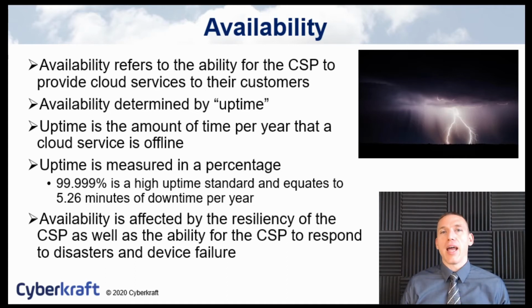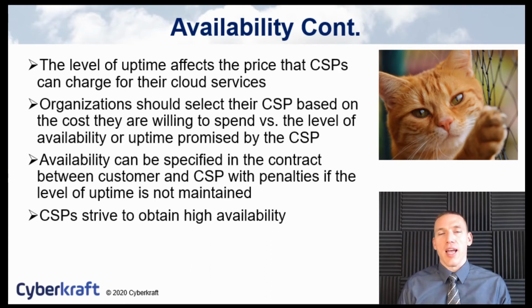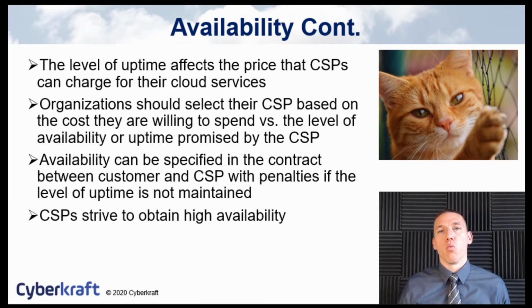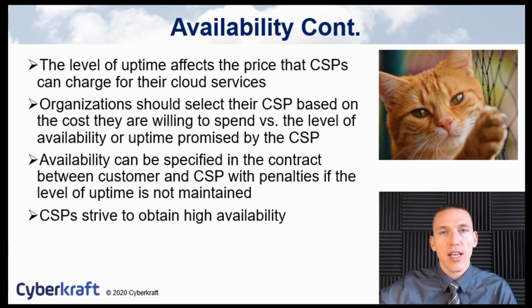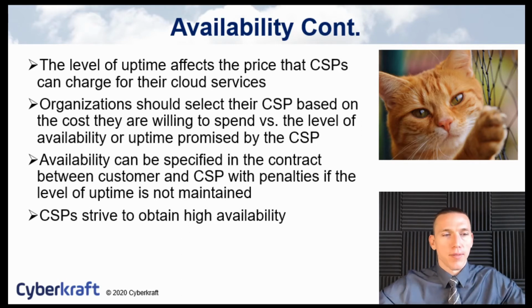Availability is affected by the resiliency of the CSP and the ability of the CSP to respond to outages, natural disasters, disruptive events. So the level of uptime that a CSP is able to offer affects the price and affects how much a CSP can charge for its services. So organizations should choose their CSP based on their business needs and what uptime requirements the organization needs versus cost. If the organization requires a high availability, they're going to have to pay a premium for that. If availability is not a great concern for the customer, then the customer can purchase perhaps a lower uptime, which will come with a lower cost.